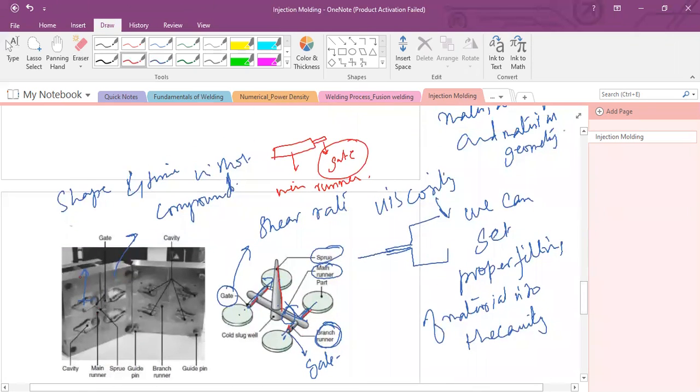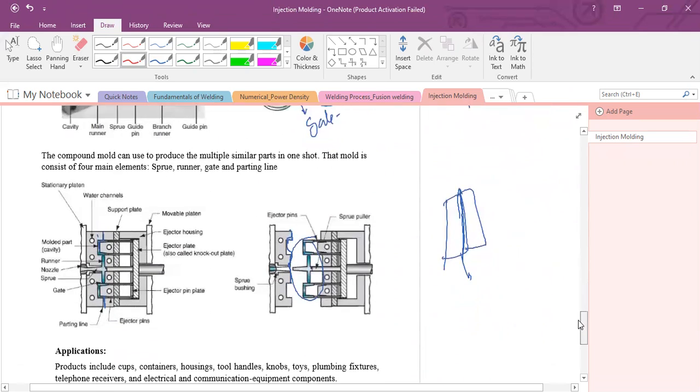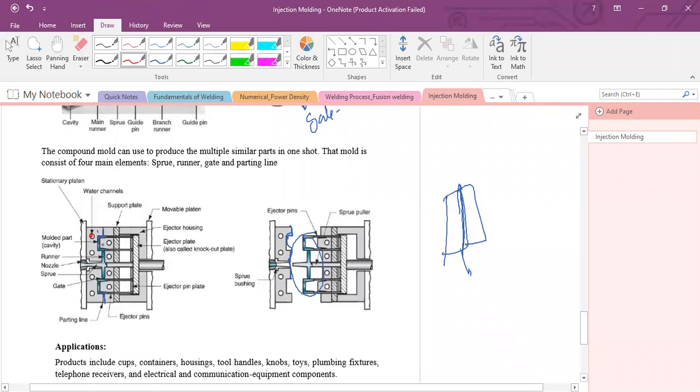One more thing, you will have small holes in the mold. I will show you here. These are the small holes in the mold, and these bores are called water channels, because water is circulating inside the mold to maintain the temperature of the mold. Due to high temperature, degradation will occur and change the mechanical properties.